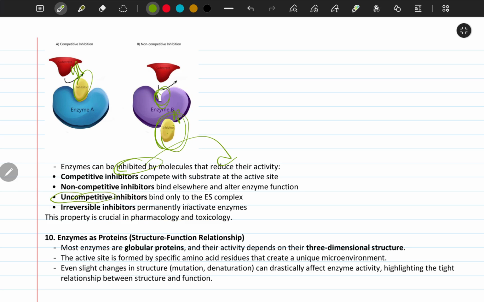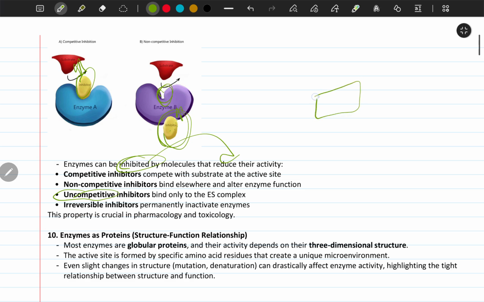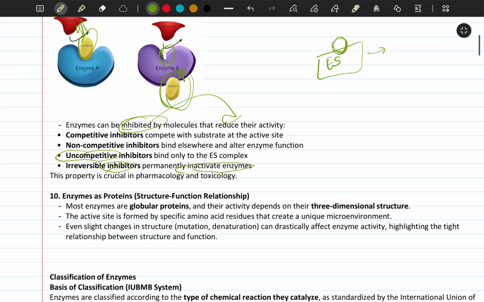Uncompetitive inhibitors bind only to the ES complex. Whatever ES complex is made, they bind to it, and maybe they do not allow the formation of product or the separation of the enzyme later on. Next are irreversible inhibitors, which permanently inactivate the enzyme. This comes to the enzyme and the enzyme is dead. This property is crucial in pharmacology and toxicology. I have a subject named pharmacognosy.